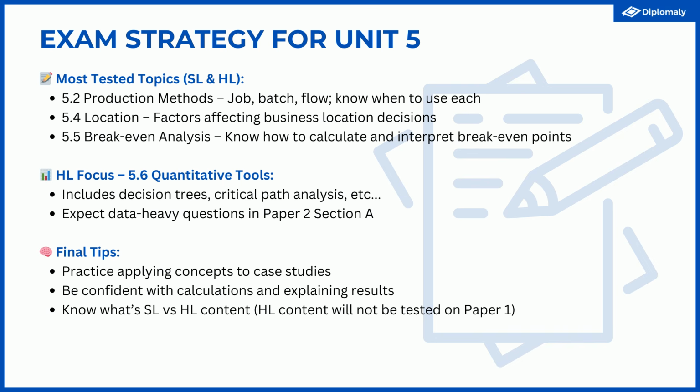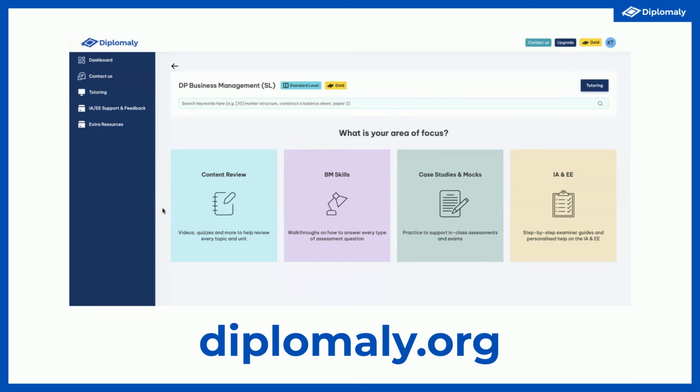In Unit 5, historically Unit 5.2, which is operations methods, Unit 5.4, which is location, and Unit 5.5, which is break-even analysis, are commonly tested topics. For higher level students, we expect more quantitative questions relating to Unit 5.6 on production planning, so make sure you study this very well. At this point, you might be wondering, where should I go from here? Take a moment to reflect on whether you are comfortable with all these topics.